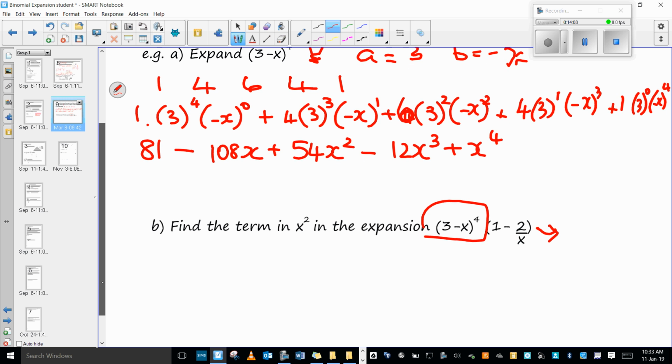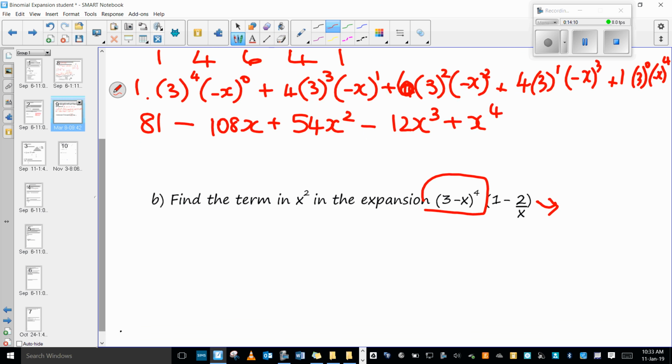It will be x to the power of... so it would be 1, 2, x to the minus 1. Yeah, you're happy with that?